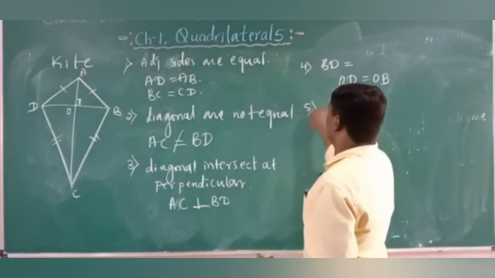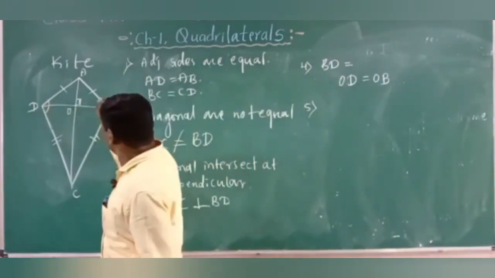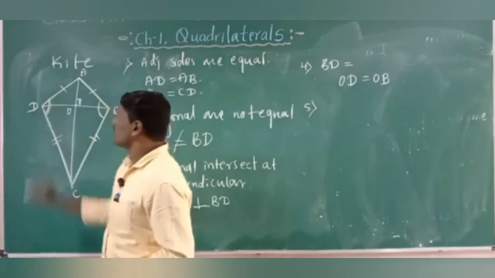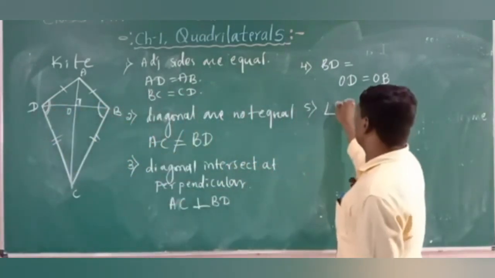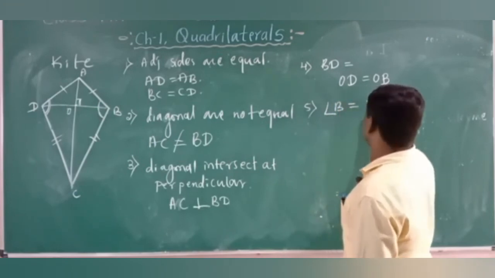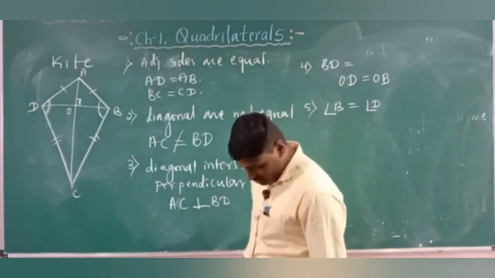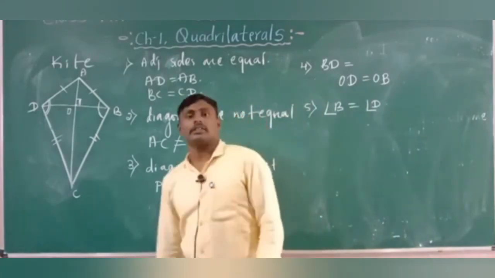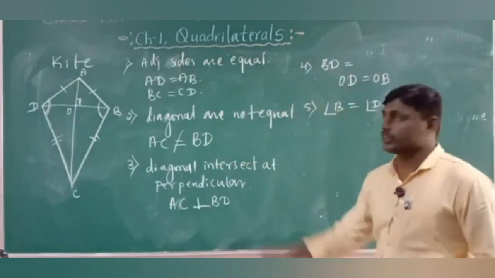Next, the fifth one. The opposite angles here, these two angles, are measuring equal. Angle B is always equal to angle D. So these are some basic properties of the kite.